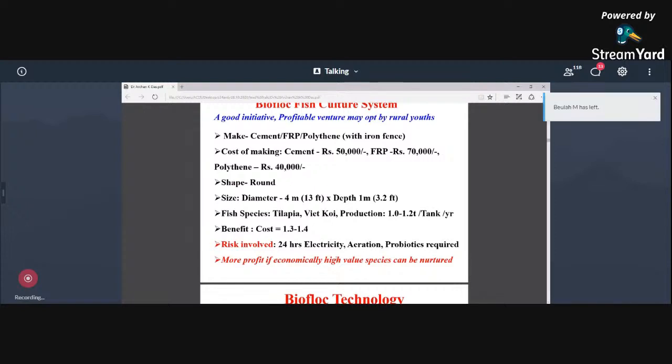Now people are opting for it, but my submission from my institute is that you should have sound knowledge and proper training from proper trainers, and only then venture. It is working excellently with Pangasius and other species. Our sister institute, ICAR, is working well with this bioflok fish culture system. Shape is round, capacity 10,000 liter.